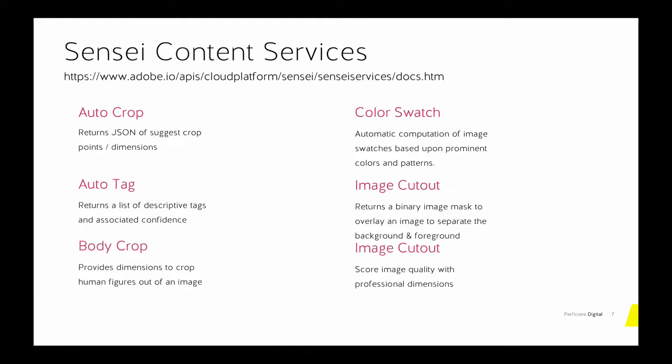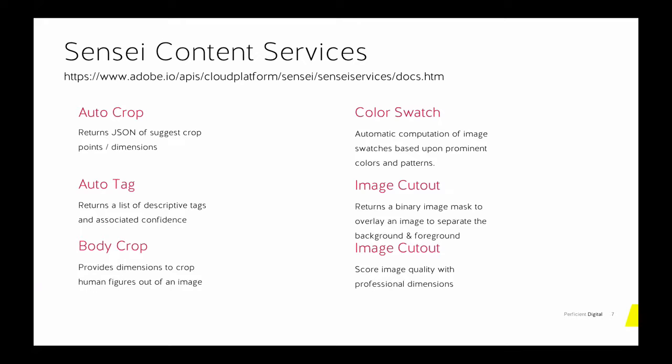Once again, I repeated that, but I was supposed to say image quality, and it actually scores the image based on a number of different dimensions of quality for an image. So it sends back just a numeric score, and then a list of all the different variables that it looks at to derive that score.